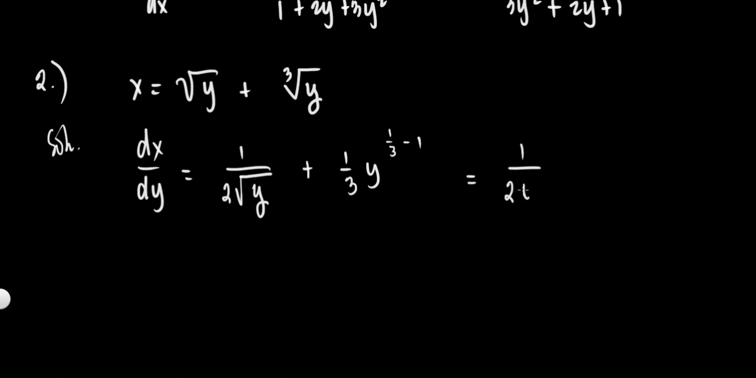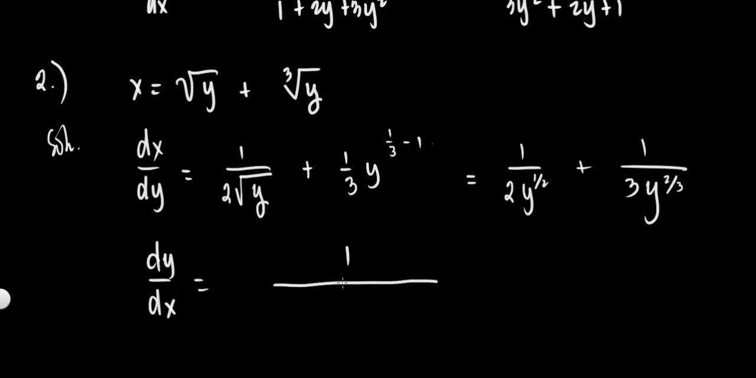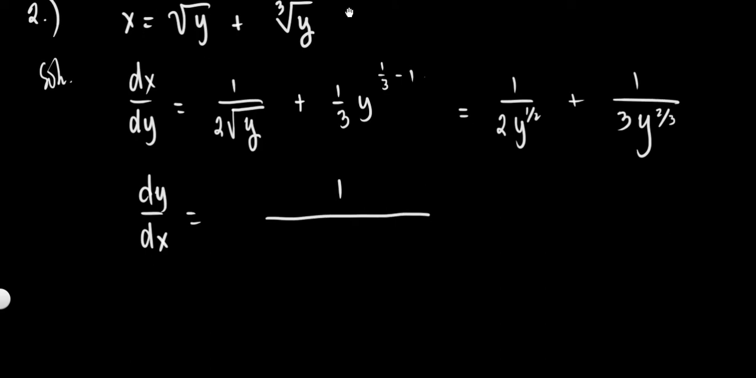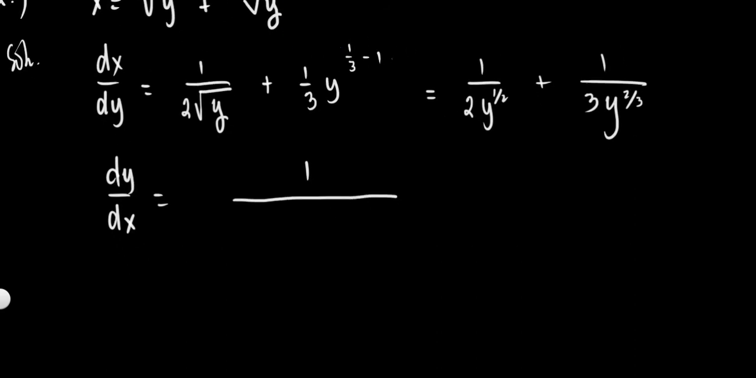Gawin na rin nating fraction itong power, raised to 1 half, plus 1 over 3. 1/3 minus 1 is minus 2/3. Lagay na natin sa ilalim para positive na siya. Y raised to 2/3. Then, you solve for dy over dx. Balik na rin lang yan. So, 1 over dx over dy, and dx over dy ay ito. Okay? So, 1 over 2, y raised to 1 half, plus 1 over 3 times y raised to 2/3.